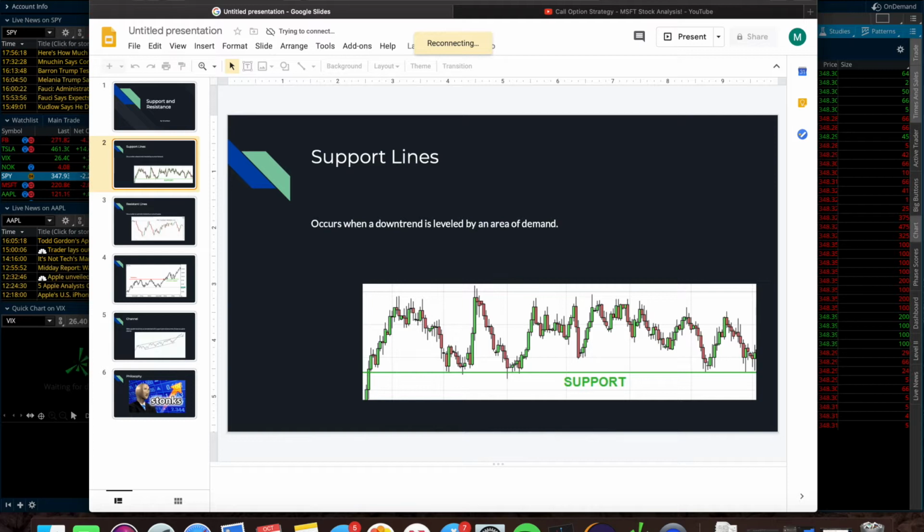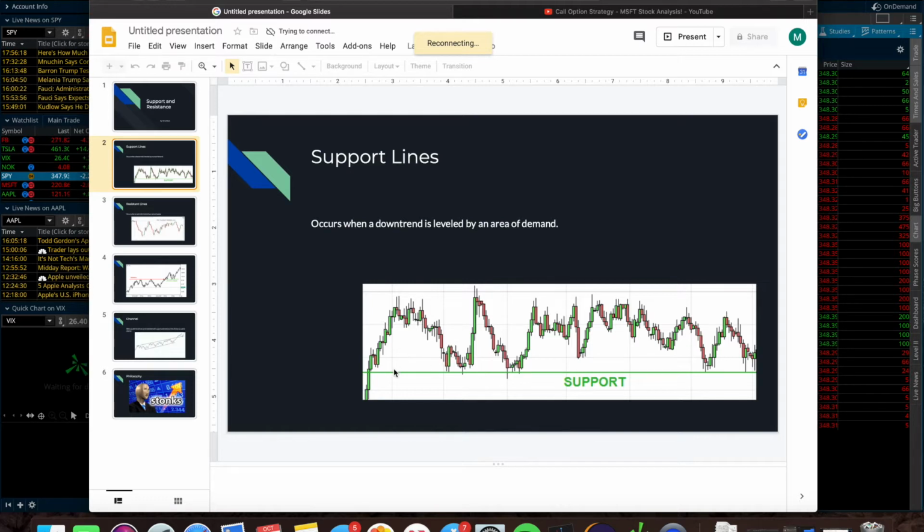Let's talk about support lines. Support lines occur when a downtrend is leveled by an area of demand. And by demand, it means a lot of buyers want to buy in at this level. Now, you don't want to form a support line until this criteria, normally after a second or third bounce off of the same line.